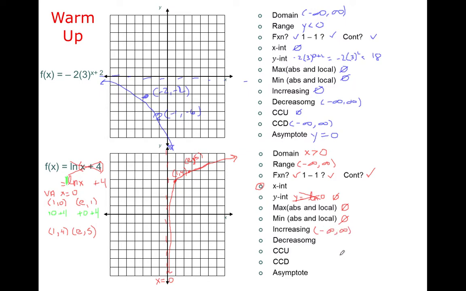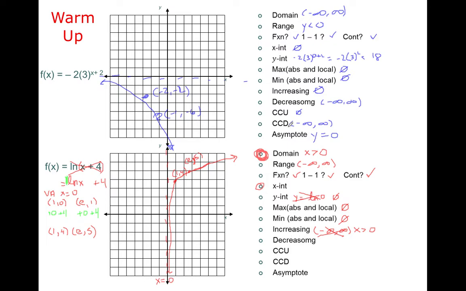I just did something wrong. Do you see what it is? The log function is increasing over its domain. That's why you do domain first. The domain is not all real numbers. The domain is x is greater than or equal to 0. I'm sorry, greater than 0.